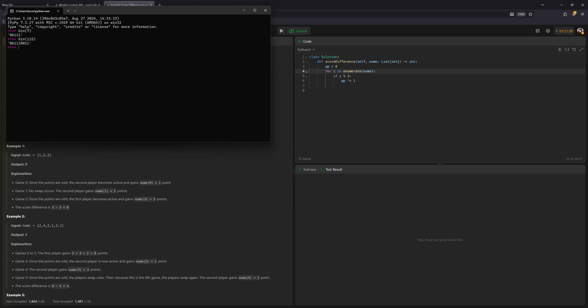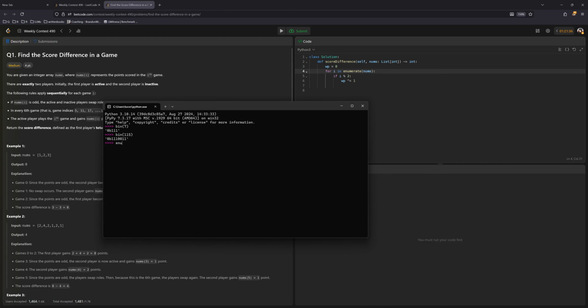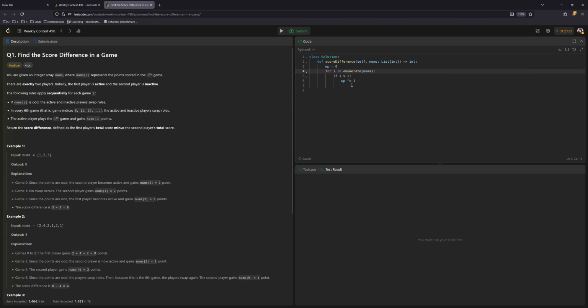Which way does enumerate go? Enumerate index like this. So if j plus 1 mod 6 equals 0, okay, the active player plays the ith game and gains nums[i] points. Return the score difference defined by the first player's total minus the second player's total.